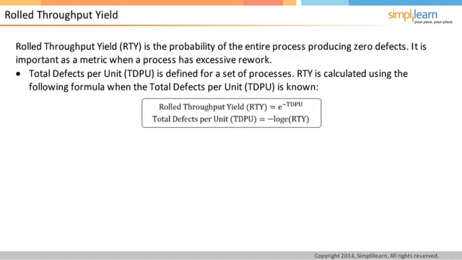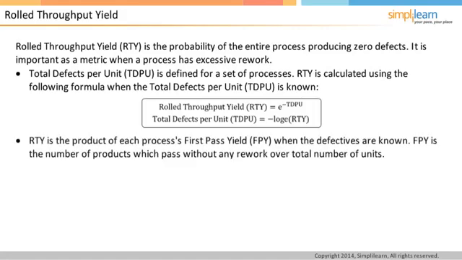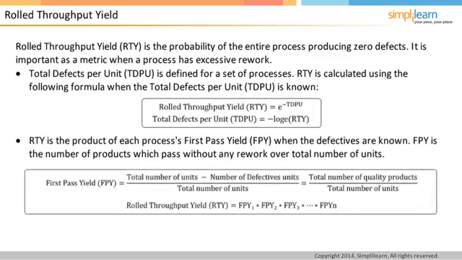When the defectives are known, rolled throughput yield can be calculated as the product of each process's first pass yield, or FPY. First pass yield is the number of products which pass without any rework over the total number of units. First pass yield is calculated as total number of quality products over total number of units. Total number of quality products is total number of units minus total number of defective units. In the following screen, we will understand FPY and RTY with an example.